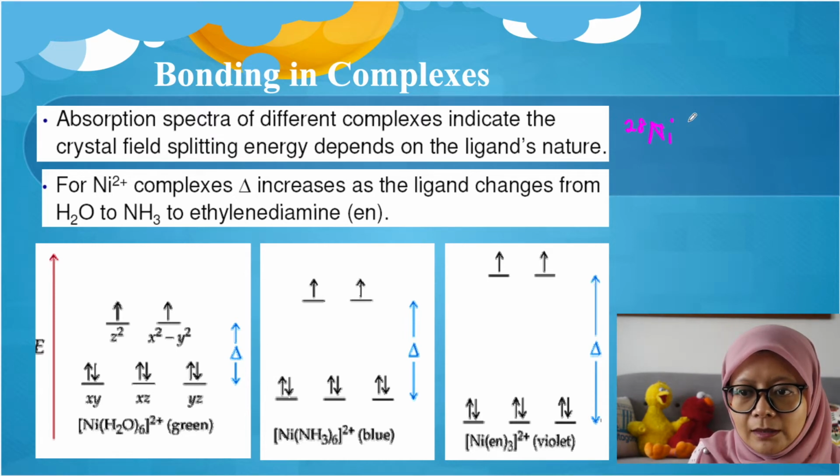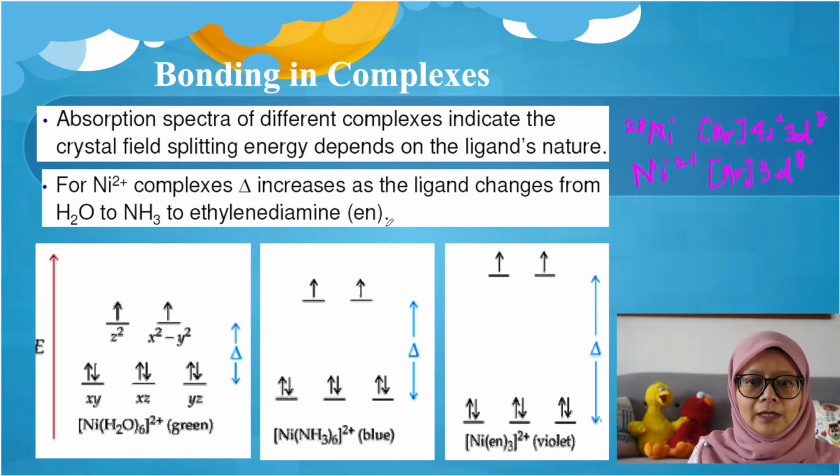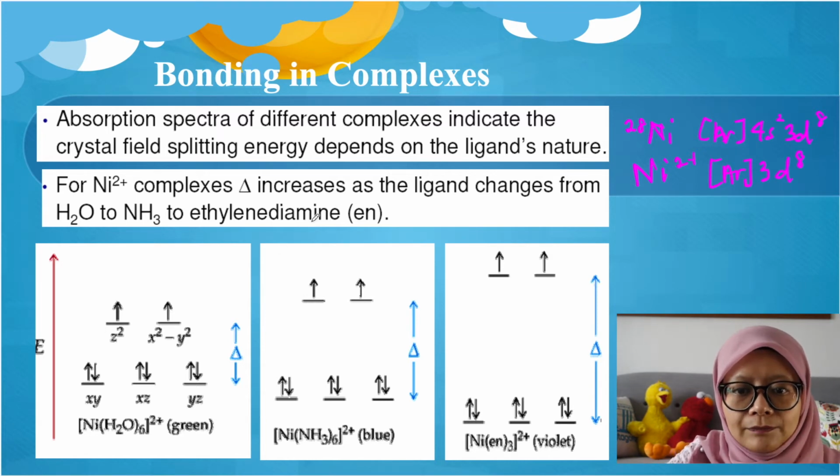So this is nickel, and the electron configuration for nickel is [Ar] 4s2 3d8. Then we need nickel 2+, so it will leave you with [Ar] 3d8. Okay, right. In this case, we have three types of ligands.